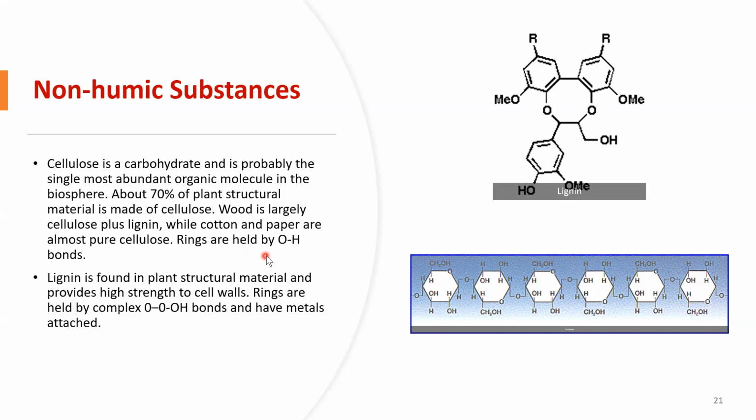Rings are held by OH bonding. You can see the OH bonding here. Lignin is found in plant structural material and provides high strength to the cell wall. Rings are held on a complex of O, and other matters are attached to that.